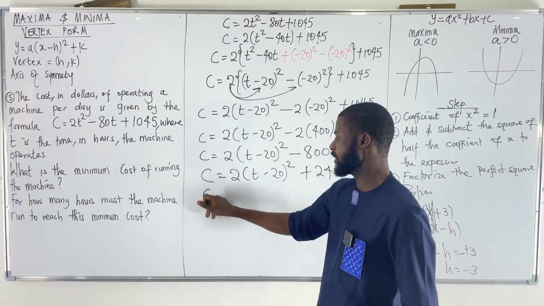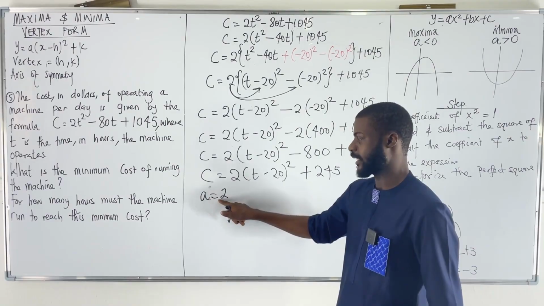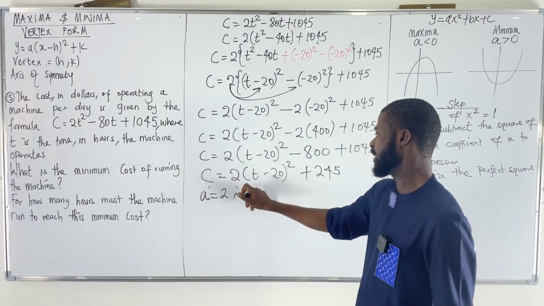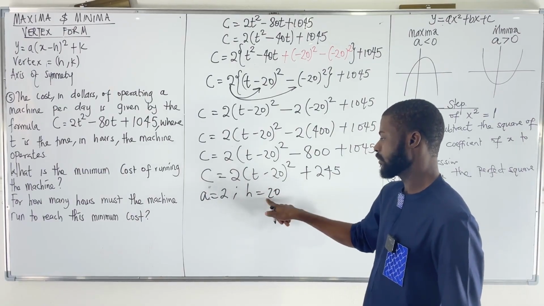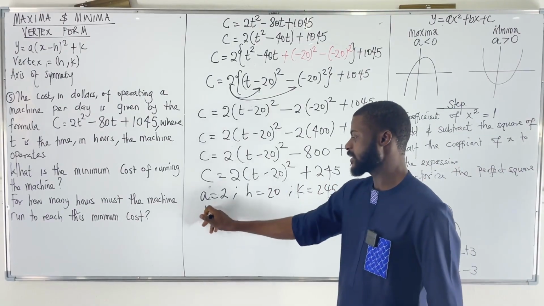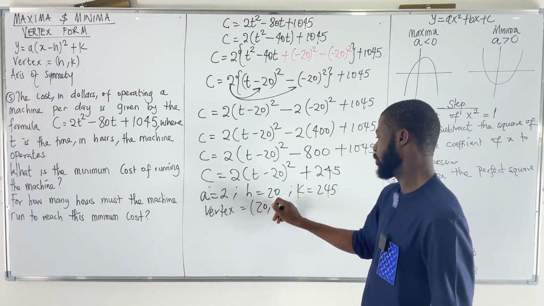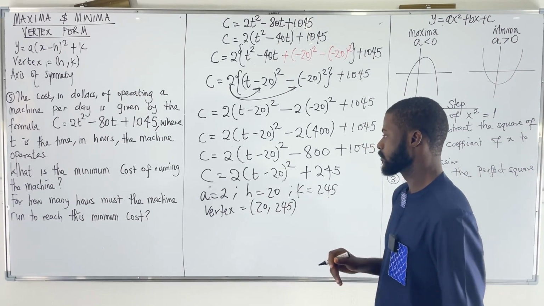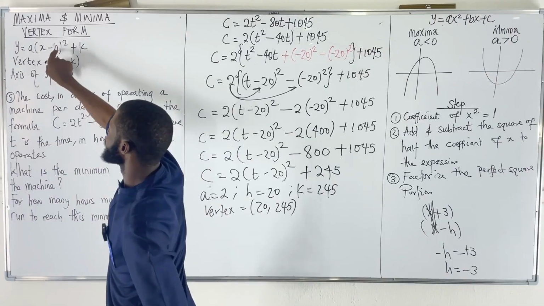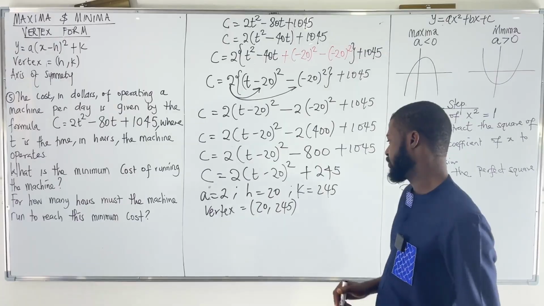Let me just start. A is equal to 2, so A is greater than 0. So this has to be a minimum. Then we're going to say H, in this case, is 20. Then K is 245. Remember that our vertex is in the form H, K. So that's 20, 245. Yeah, because when you compare the t minus 20 to x minus the h here, this is this very 20, since we've done previous examples.